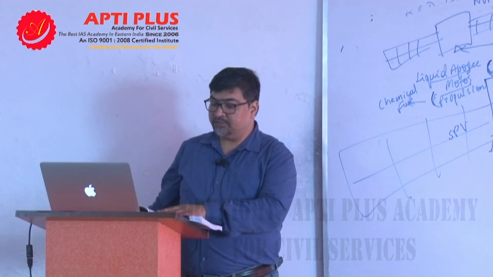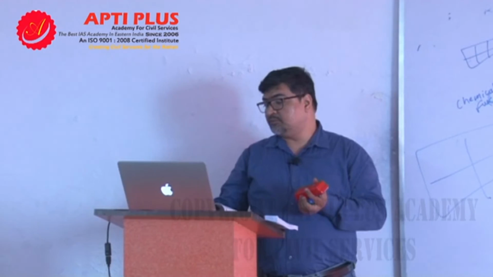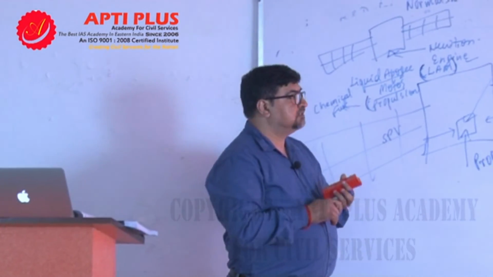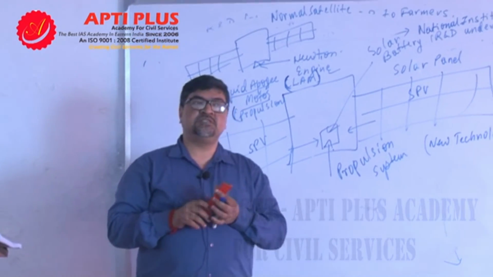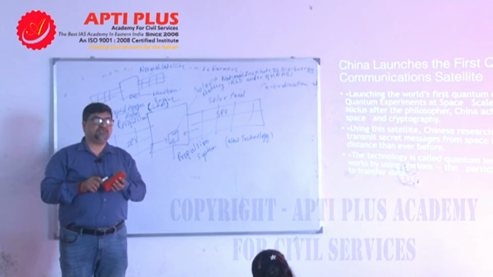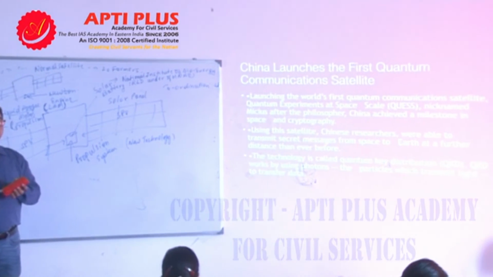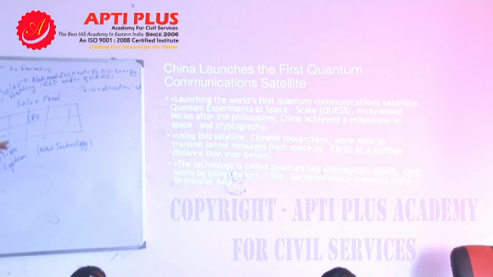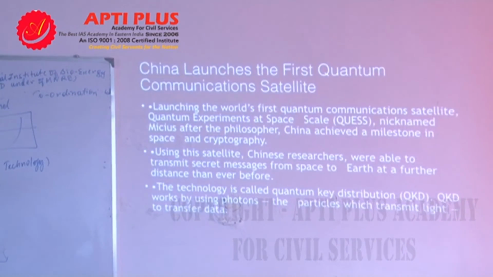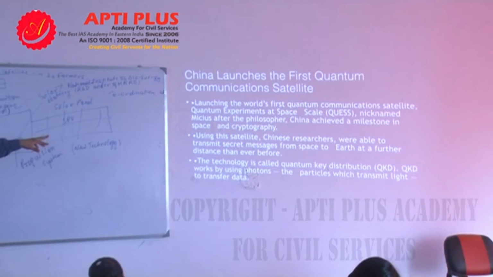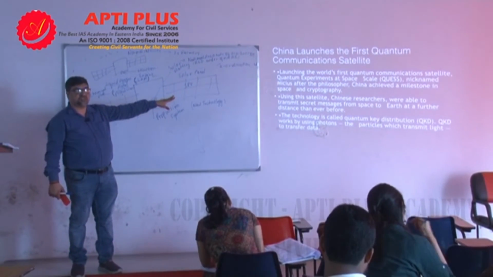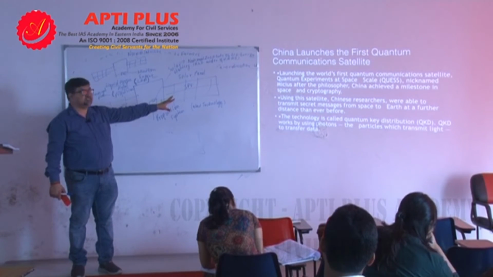Now, China's quantum communication satellite is called Quest. First time China. And what is the name of the satellite? Micius. What does Micius stand for? Micius is the ancient Chinese philosopher. It's given here, launching the world's first quantum communication satellite. Quantum experiment at space scale, nicknamed Micius, after the Chinese philosopher. Now this is important for the exam. That Micius satellite is important.